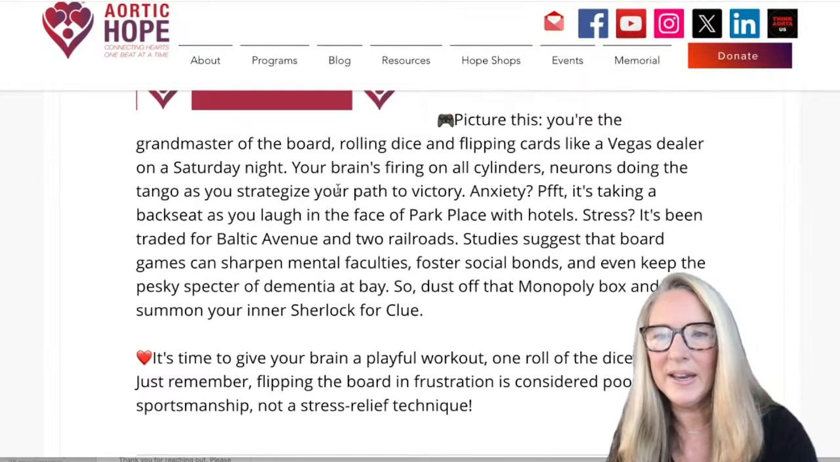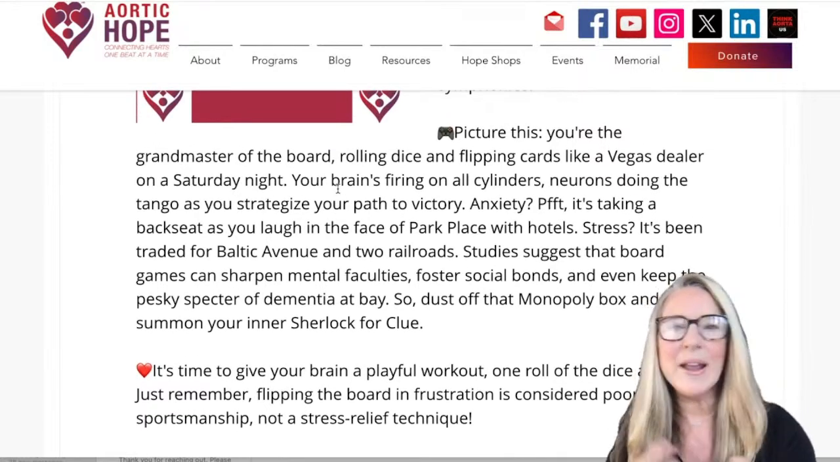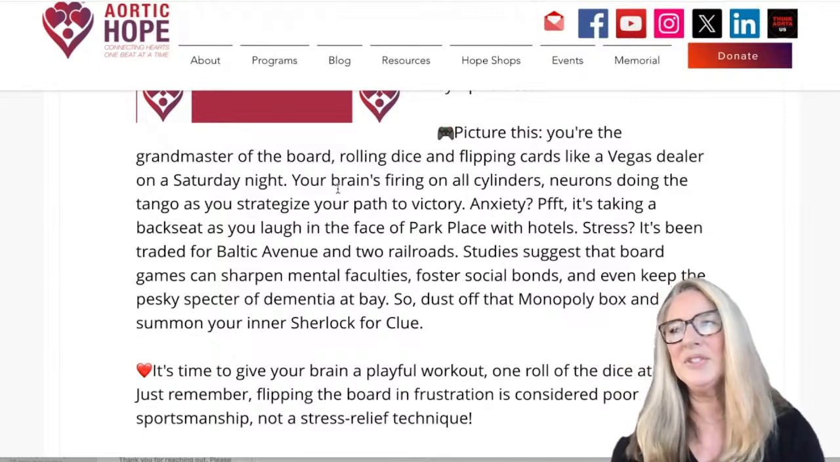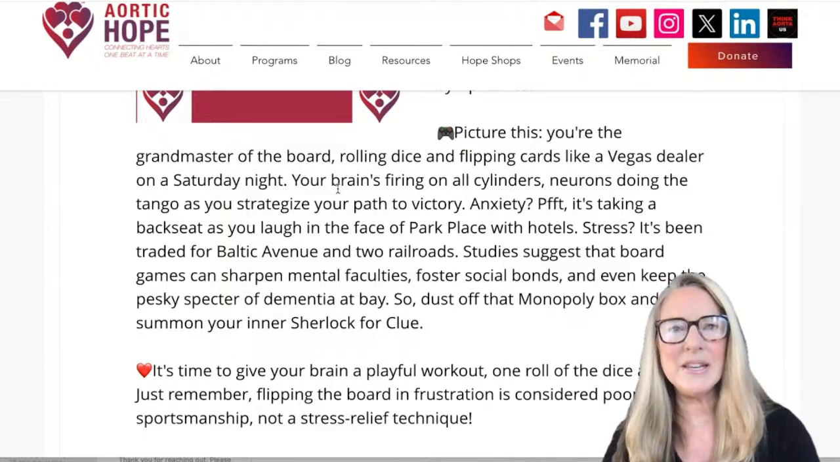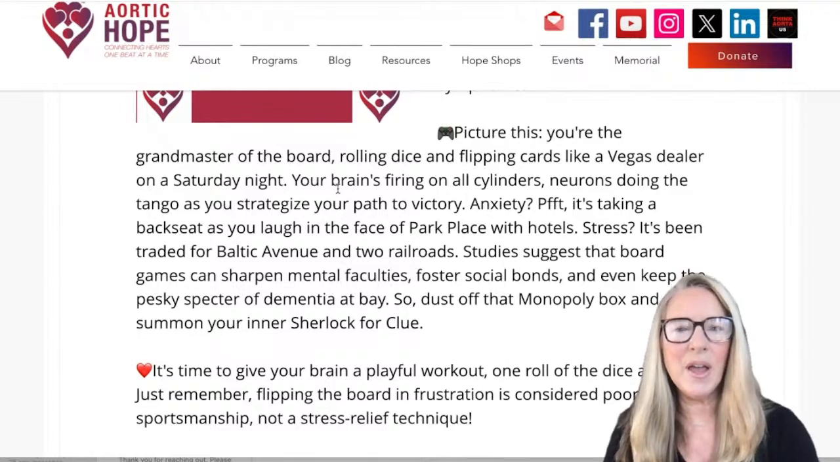That's really fun. And it is. Board games are fun. They bring families together. It's just a little, turn off the TV and sit down and play. They are fun.